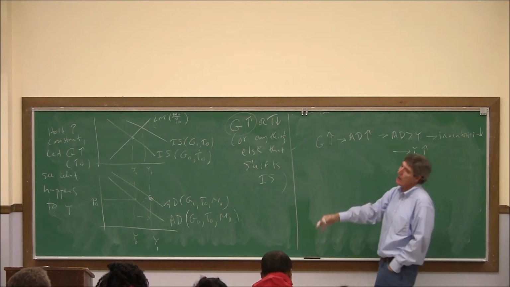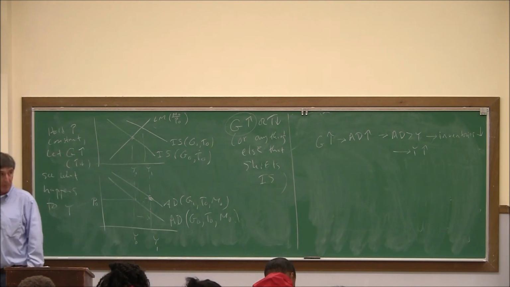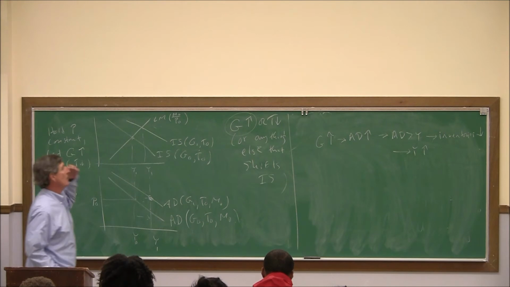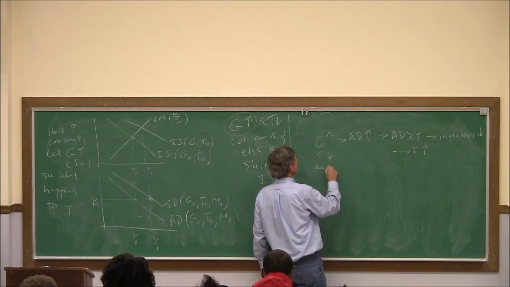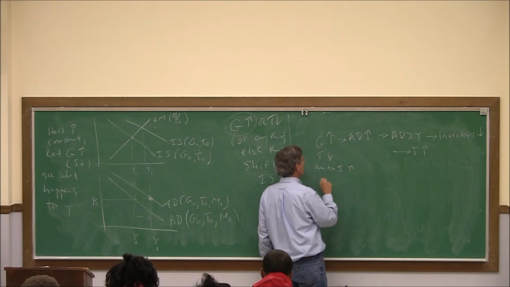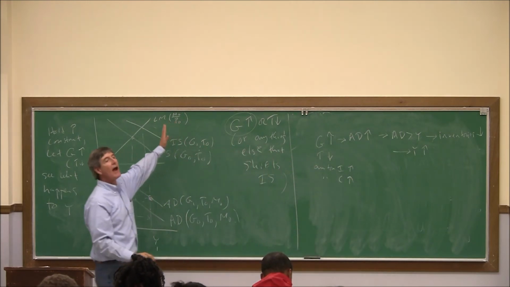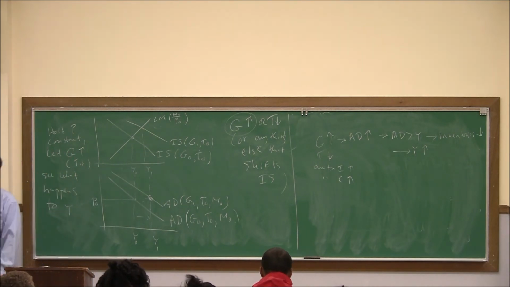So we hold price constant, let government spending go up, or taxes go down, or autonomous investment go up, or autonomous consumption go up. Anything that shifts the IS curve out has exactly the same effect on aggregate demand.